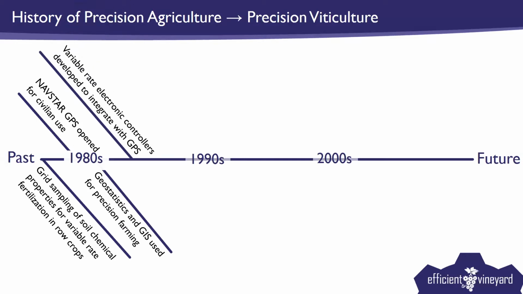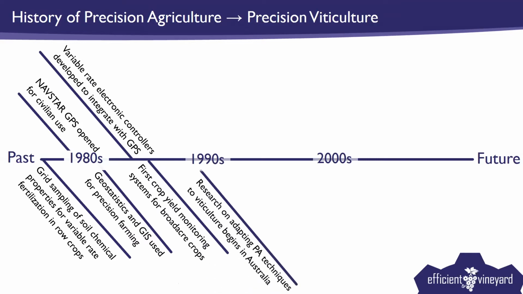Then variable rate electronic controllers were developed, and they were integrated with GPS signals. So just like you saw in that brief clip of variable rate lime spreading, the machine would know where it was in space and it would know what to do there. And then the first crop yield monitoring systems, I believe they were for wheat, but they were for broadacre crops, and they came onto the market just cusping onto the 90s there.